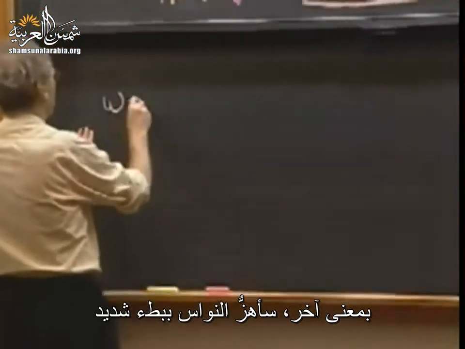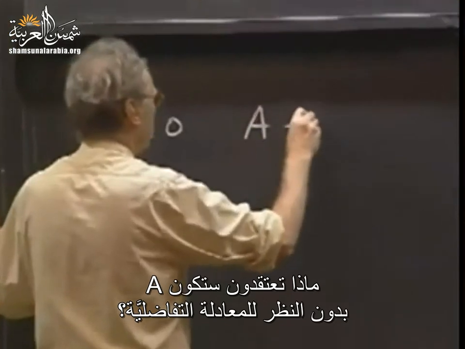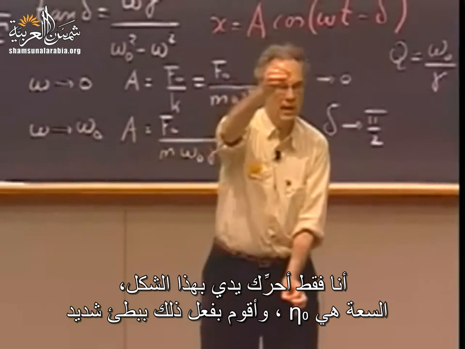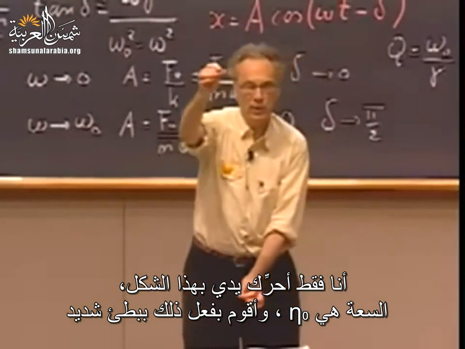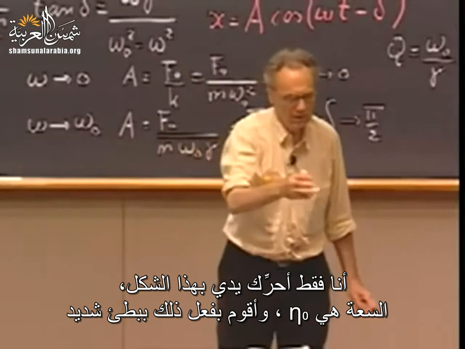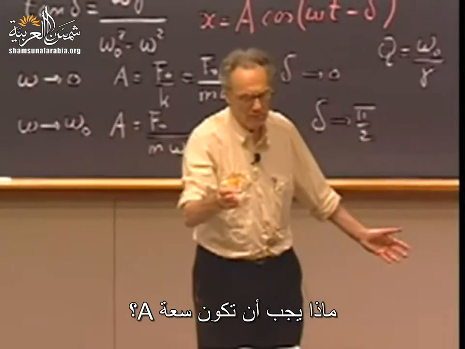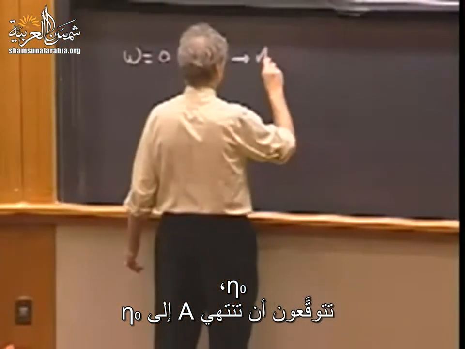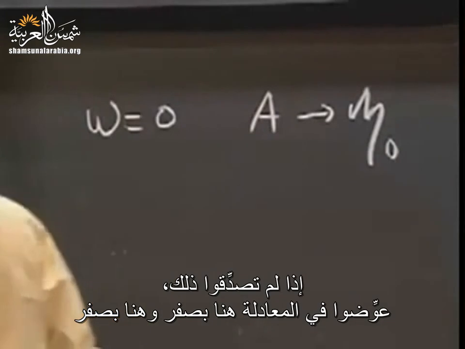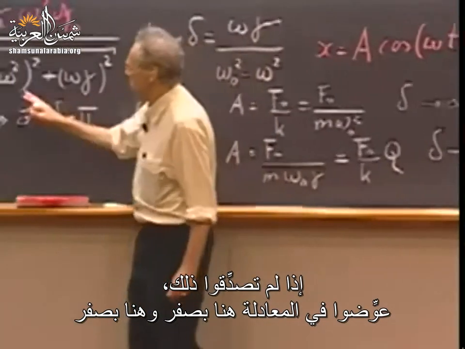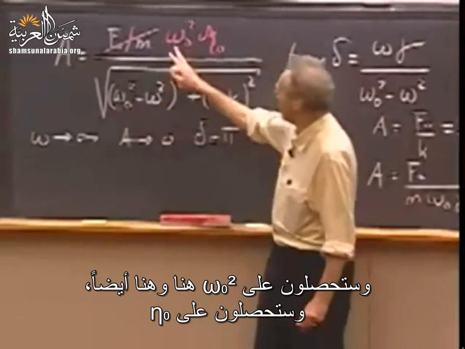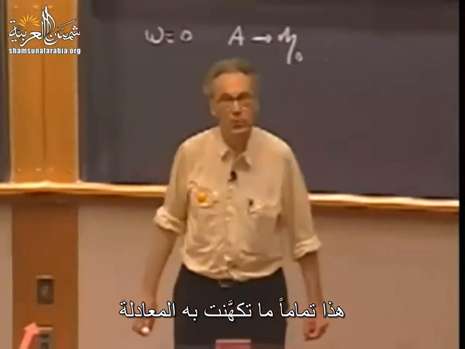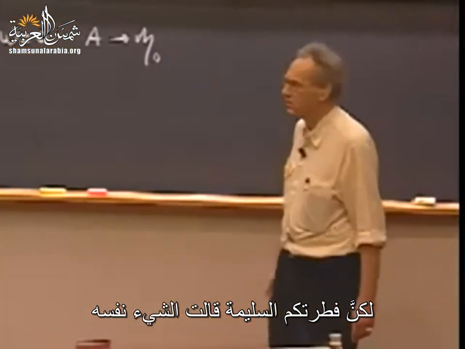In other words, I'm going to shake very slowly. What do you think A will be without looking at the differential equation? So I just go with my hand like this, amplitude eta 0, and I do it very slowly. What will be the amplitude of A? Eta 0. So you expect that this goes to eta 0. Well, if you don't believe it, go to this equation, substitute in here 0, you get omega 0 squared, each of this omega 0 squared, and you see eta 0. It's exactly what that equation predicts. But your common sense says the same thing.